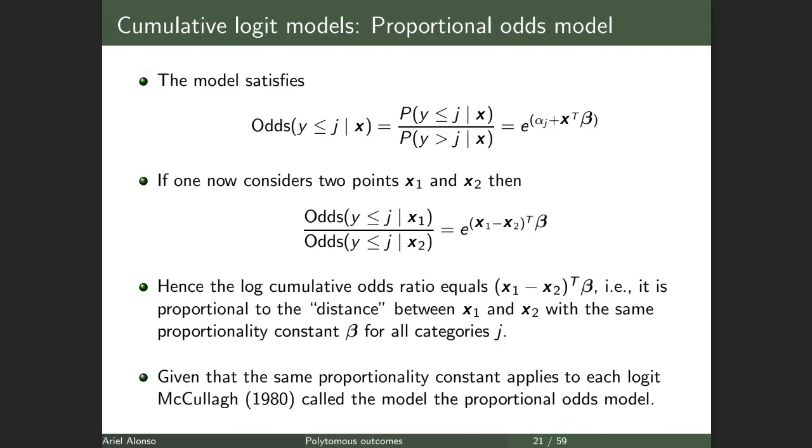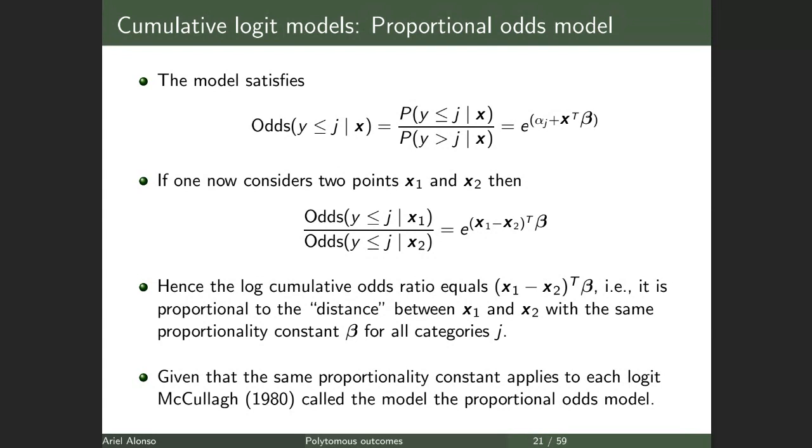Okay, now this model, the cumulative logit model, if you go to the literature, you're going to see that this model is sometimes called the proportional odds model. And the question is, why do they call it that way?